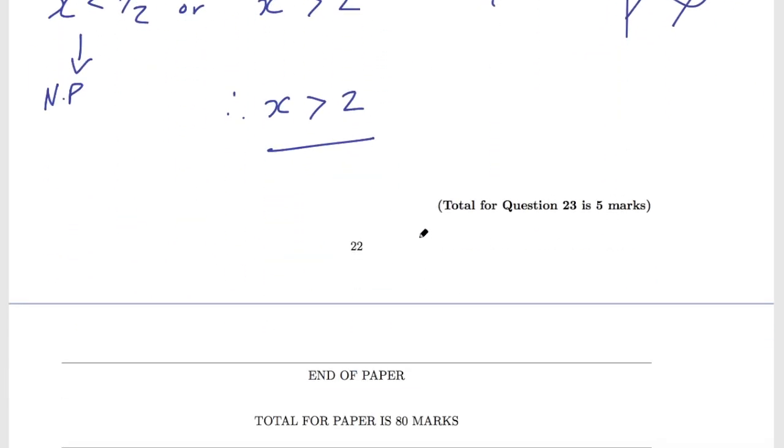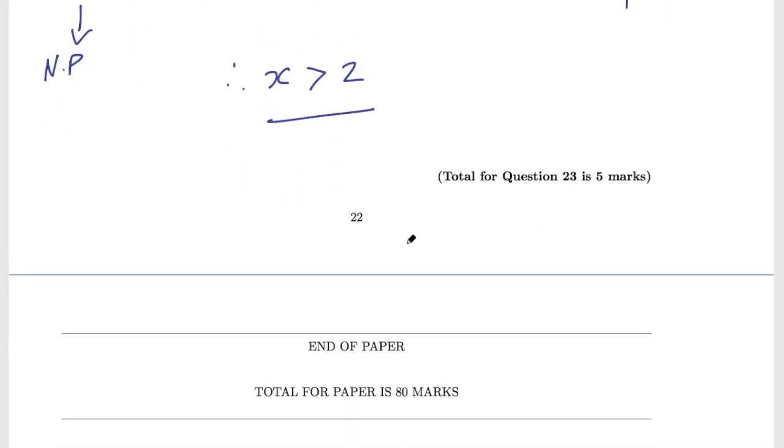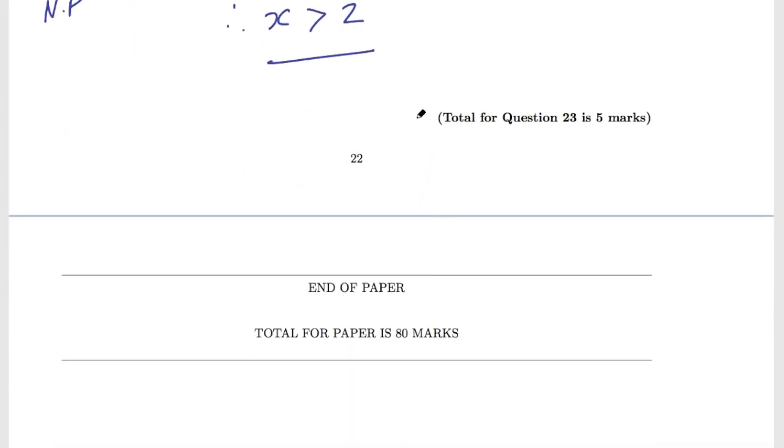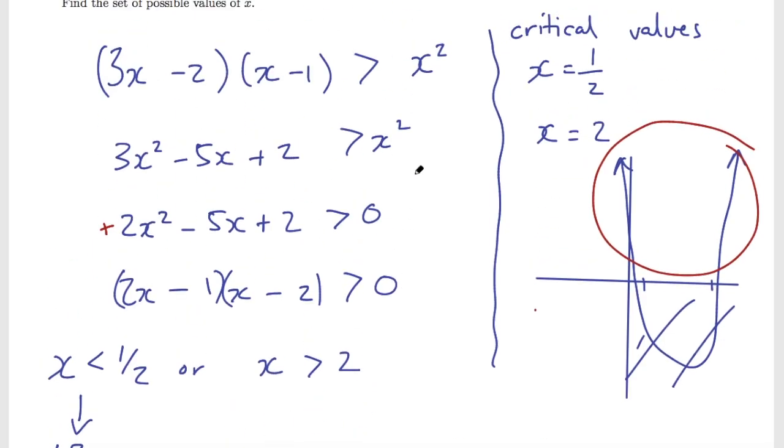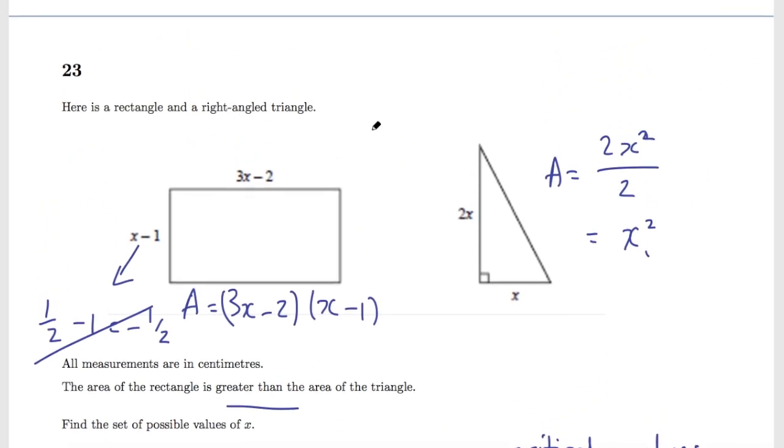And that is the end of the paper. That is a total of 80 marks for that paper. So if you've had a go and you've been marking it, you can go ahead and total your marks up. Let me know how you did in this paper if you did have a go.